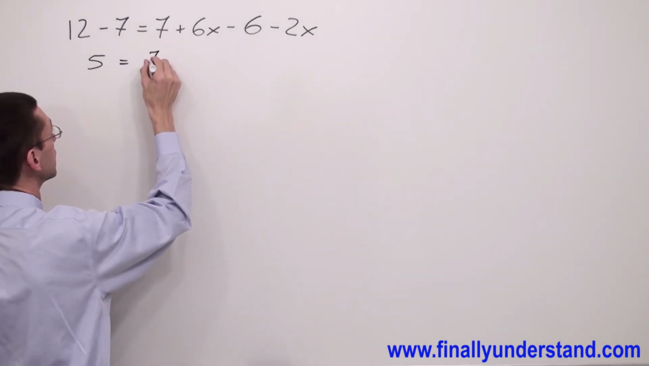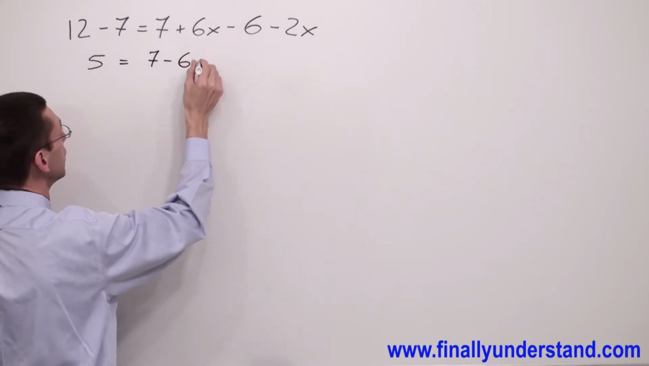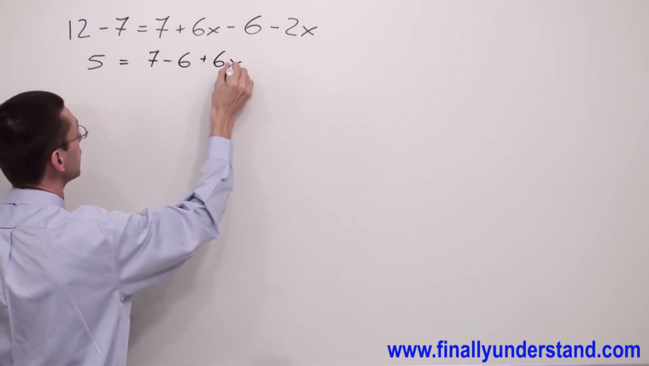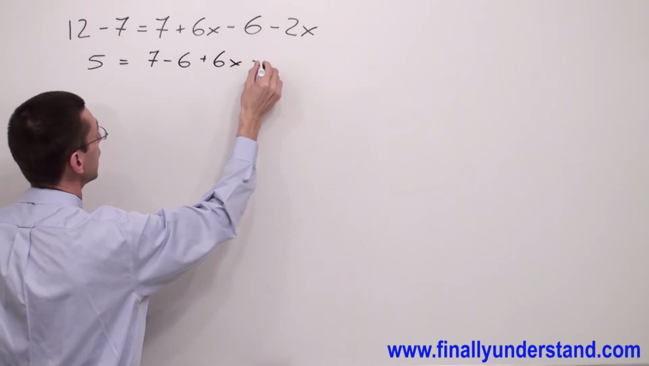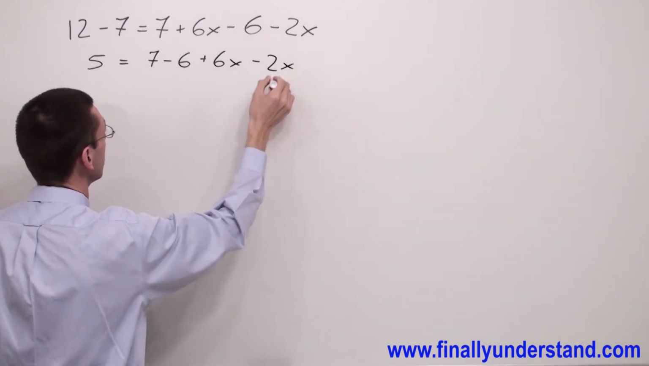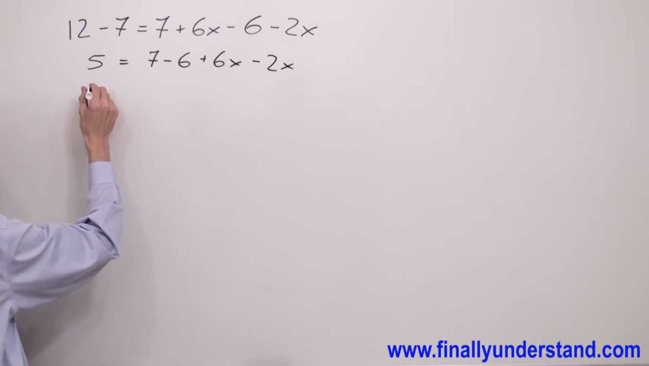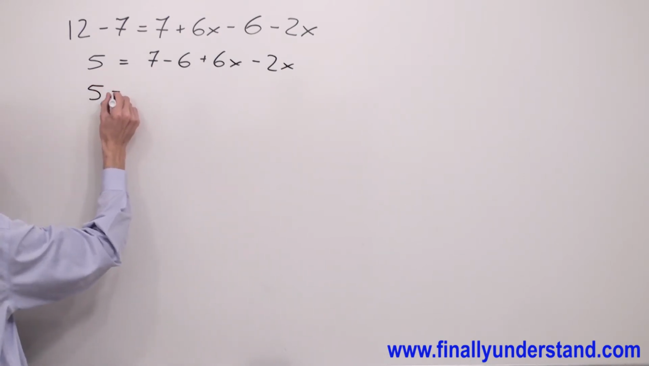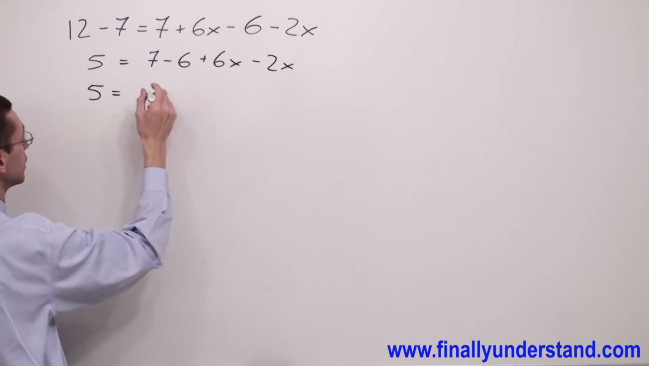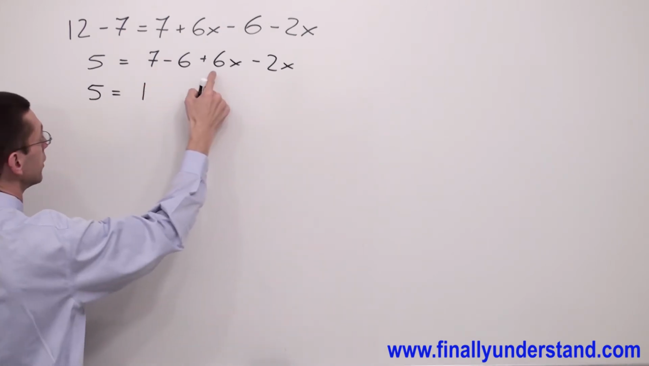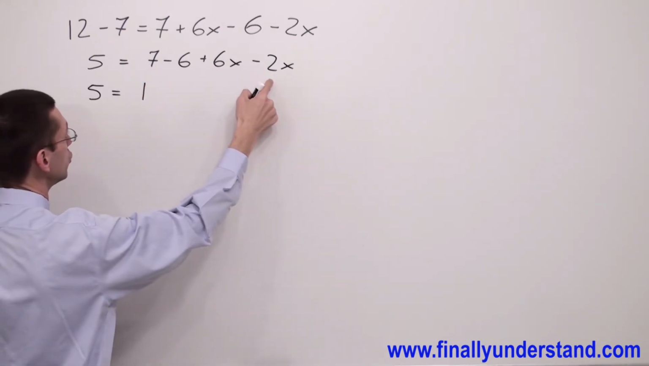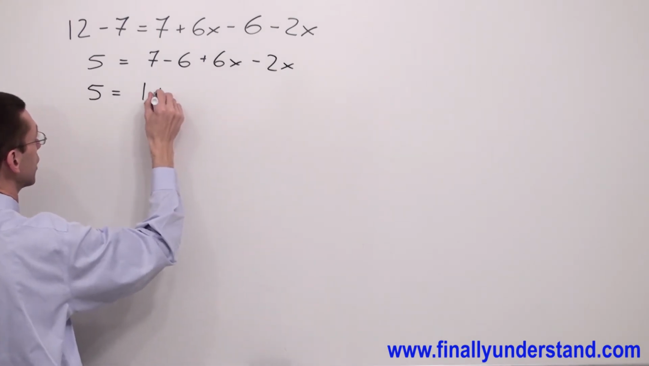So I'm going to have 7 minus 6 plus 6x minus 2x. Next, I have to combine the like terms on the right side of the equation. I'm going to copy 5 equals 7 minus 6 is equal to 1. 6x minus 2x is equal to 4x.